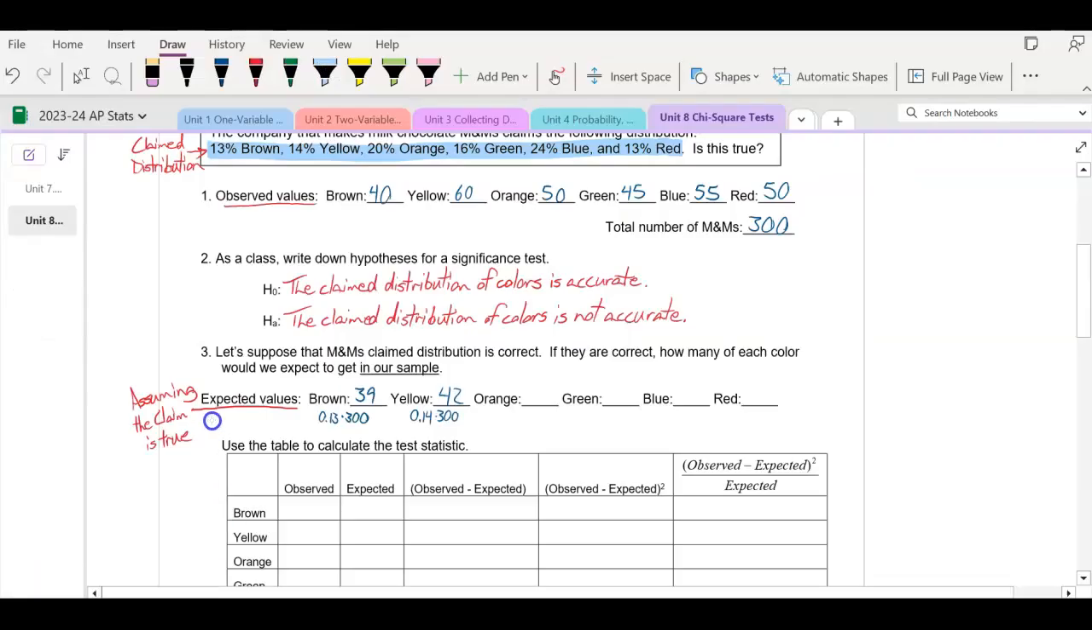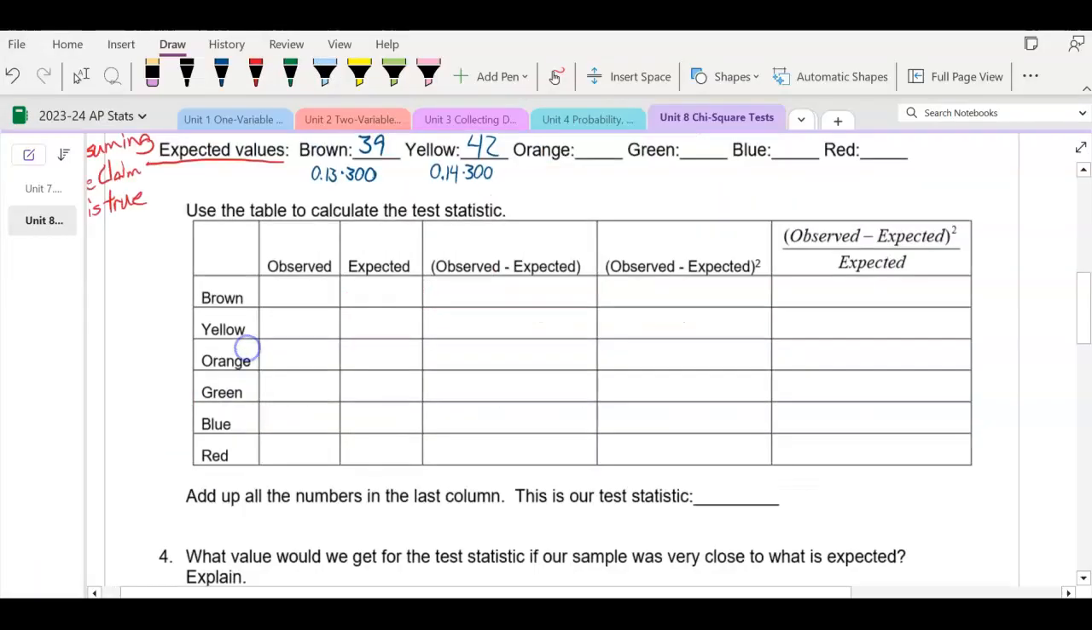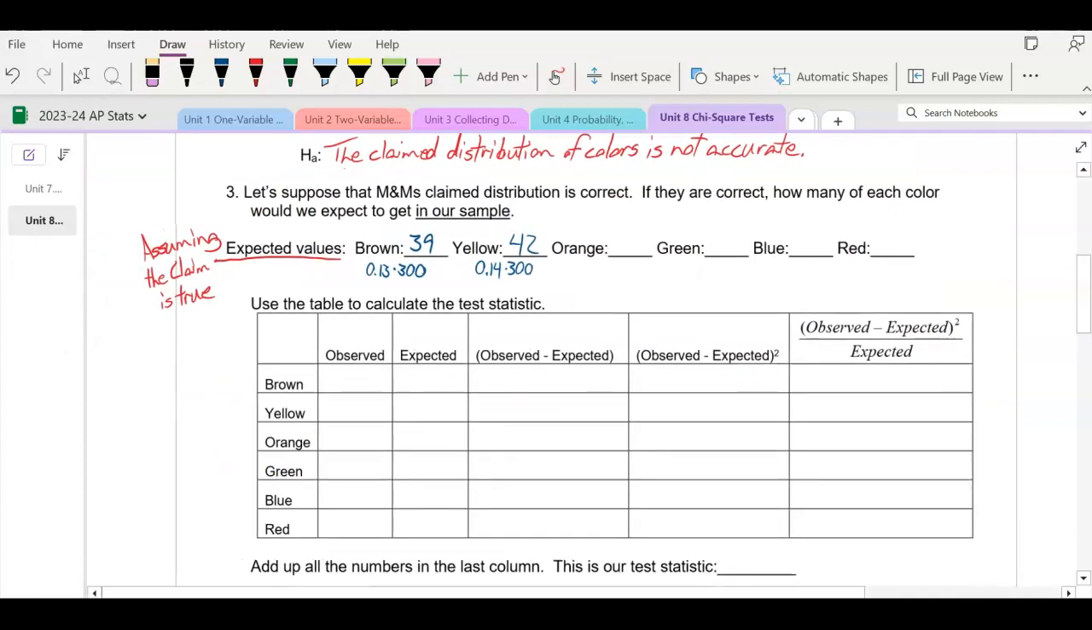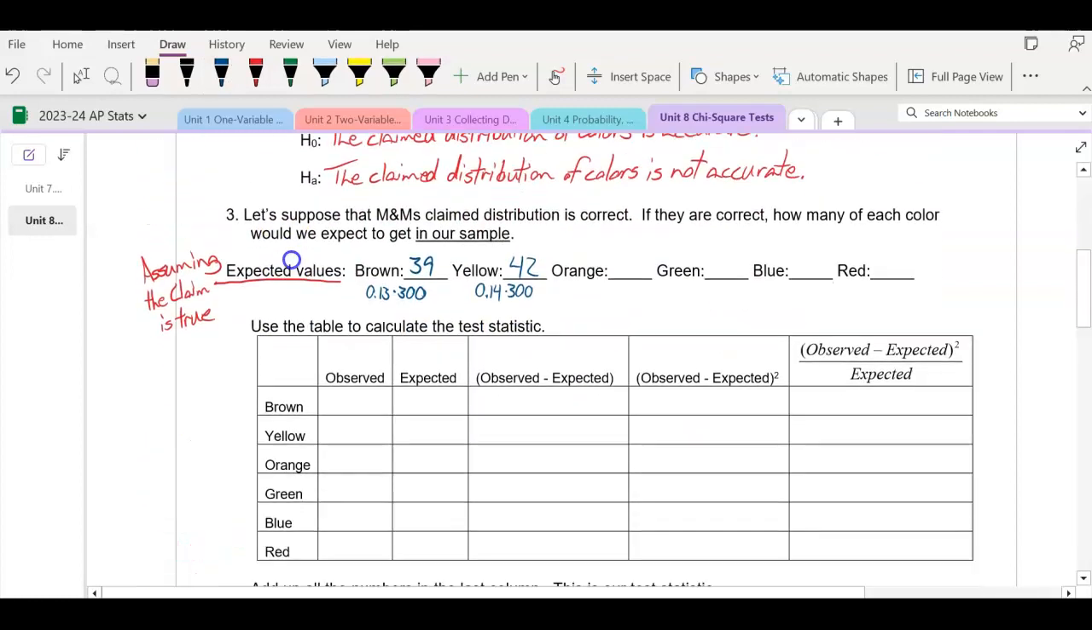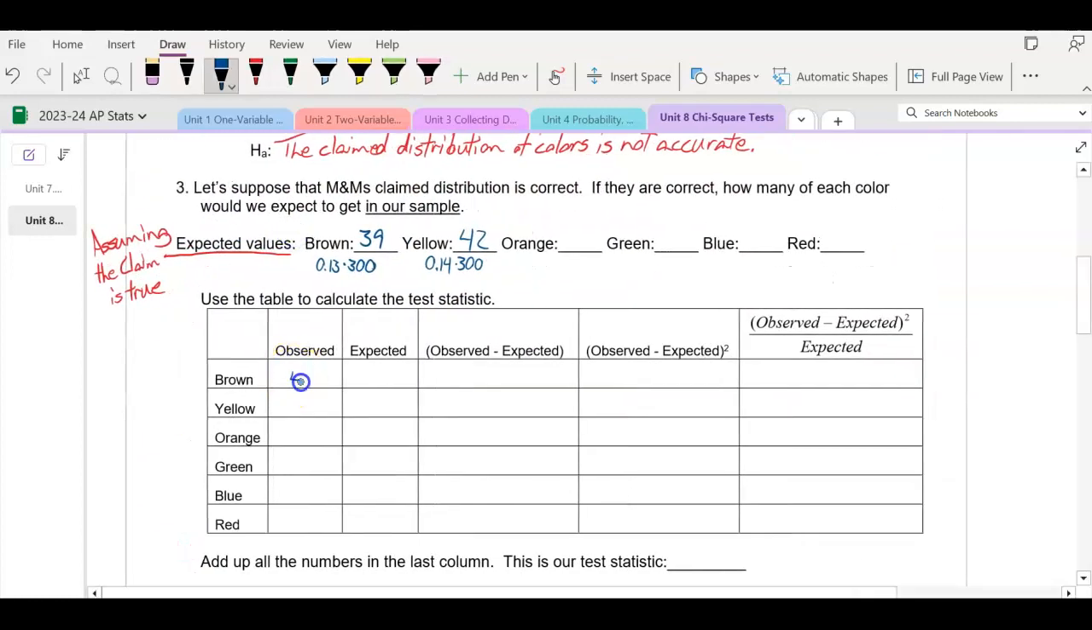Let's look at actually doing that with just our brown and our yellow. So what I would do here is I would take the observed up here, which was 40 and 60 for the brown and the yellow.